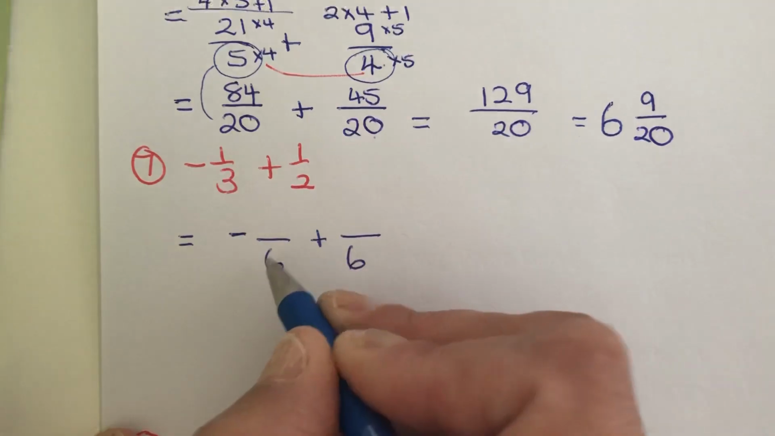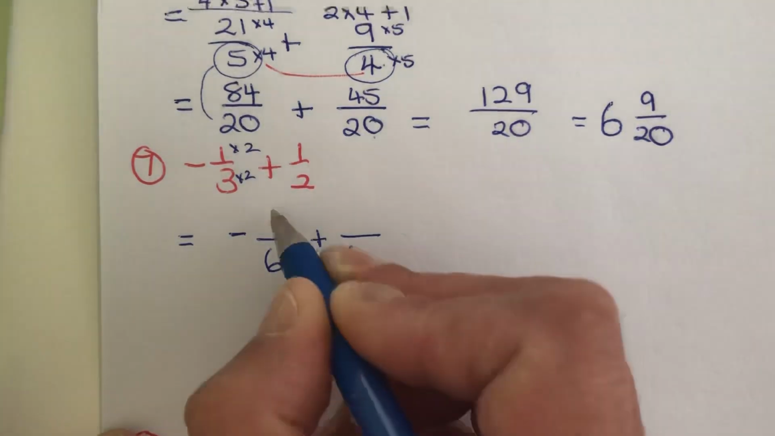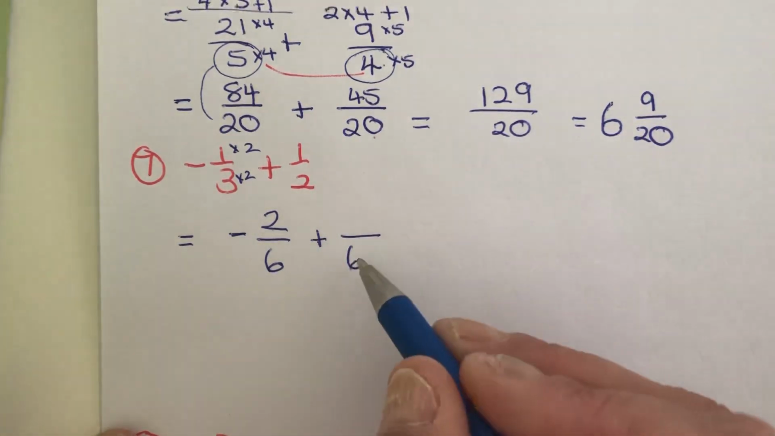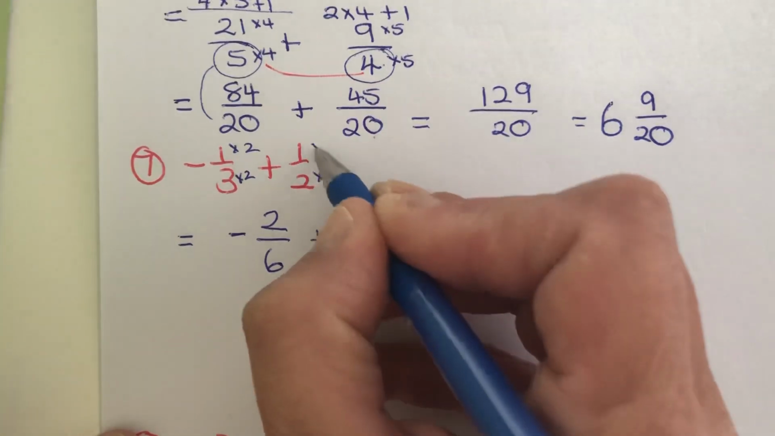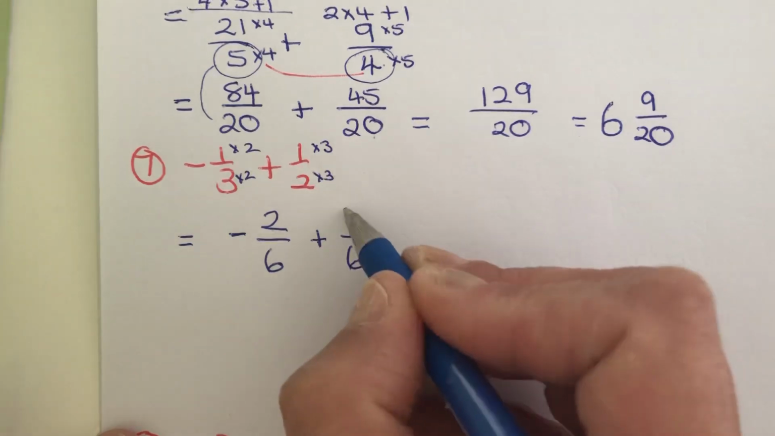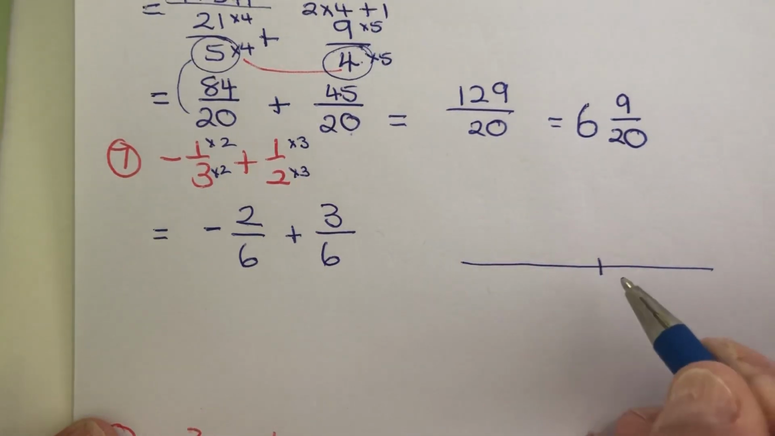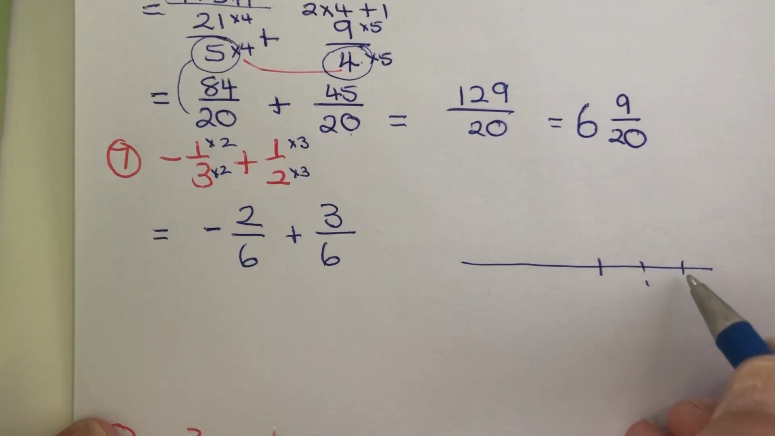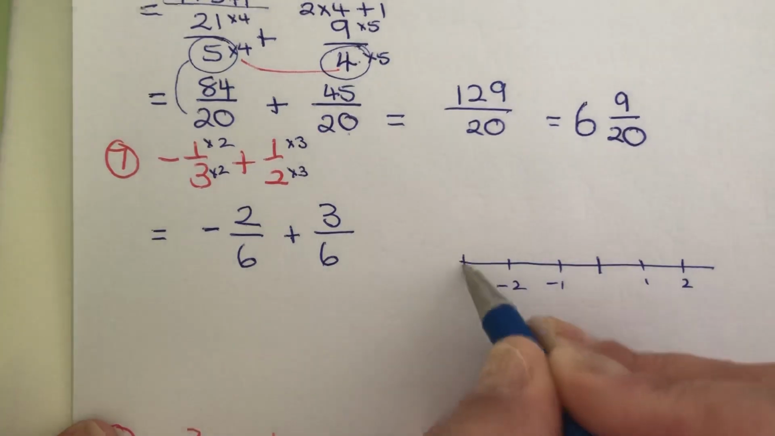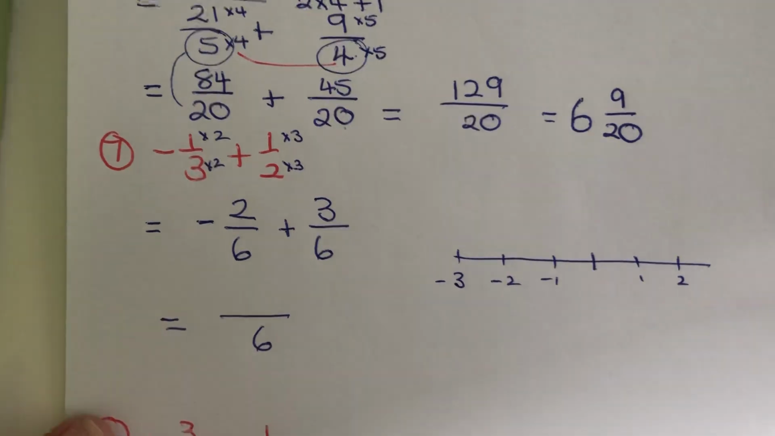How do we get from 3 to 6? We multiplied by 2, so we have to do that to the top. So this becomes 2 over 6. How did we get from 2 to 6? We multiplied by 3. And today we're going to go 1 times 3. Now, when you do this part, you need to think of your number line. And you don't have to necessarily think of the fraction at this stage, because we know that it is going to be over 6, our answer.